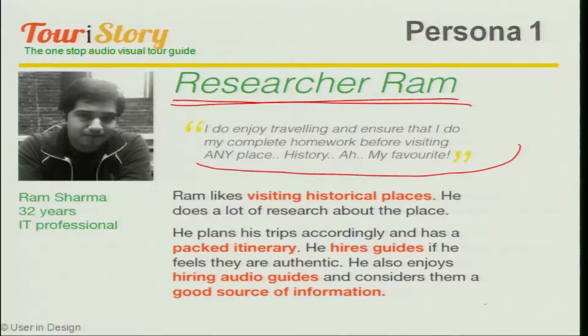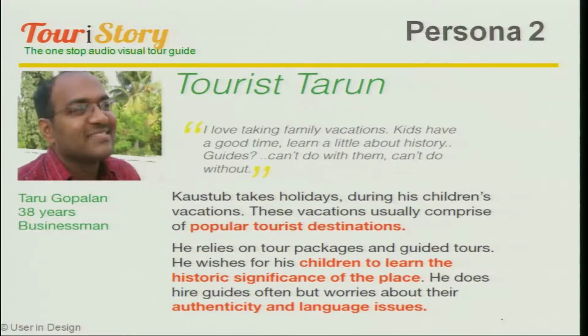Ram likes visiting historical places. He does a lot of research about the place. He plans his trips accordingly and has a packed itinerary. He hires guides if he feels that they are authentic. He also enjoys hiring audio guides and considers them a good source of information. Okay, so this is a really well done persona. Let's look at this one. This is Tourist Tarun. What is he saying? I love taking family vacations.